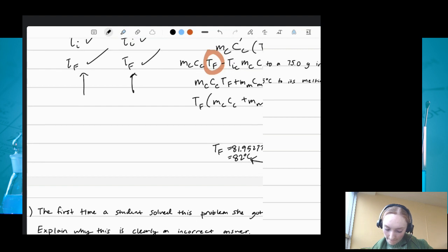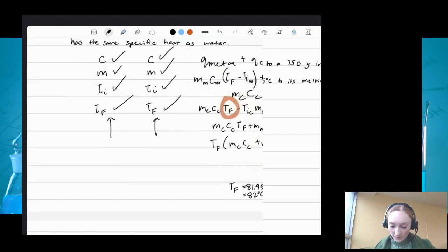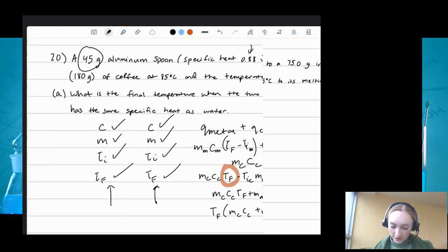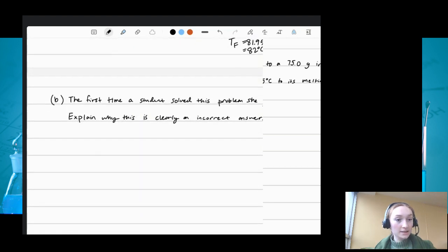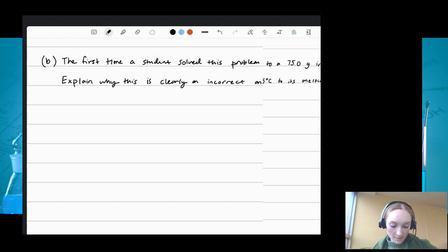Awesome. So let's move on to the next question. I believe this is a continuation of the same question. It asks, the first time a student solved this problem, she got an answer of 88 degrees Celsius. Explain why this is clearly an incorrect answer. I can answer this pretty quickly, actually, because it's more apparent than you might think, because 88 is so close to the 82 answer that we got, but there's a reason why.